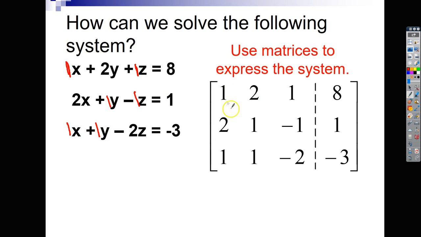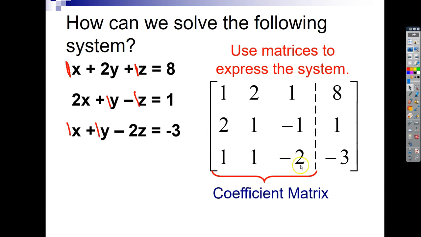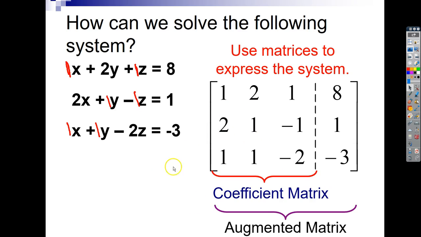And then if you look right here, you notice that these are the coefficients of the x values. These are the coefficients of the y values, and these, notice it's -1 and -2 because of the minus, are the coefficients of the z values. And so this part is called the coefficient matrix, this section. And then the whole thing is called an augmented matrix.